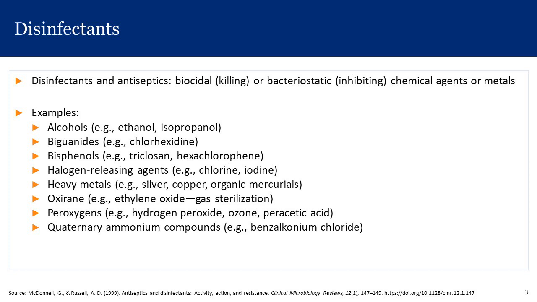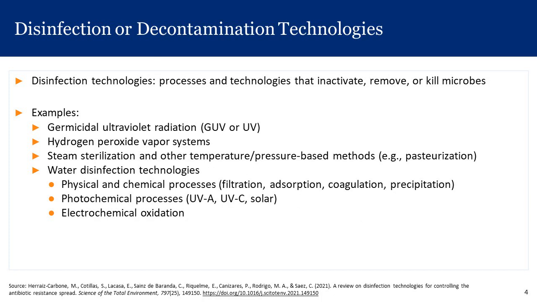Ethylene oxide is used in gas sterilization, has been a focus of a lot of interest. Can also be hazardous because it's a carcinogen. Peroxygens like hydrogen peroxide or ozone, as well as quats or quaternary ammonium compounds like benzalkonium chloride. So these can be used in a lot of different ways.